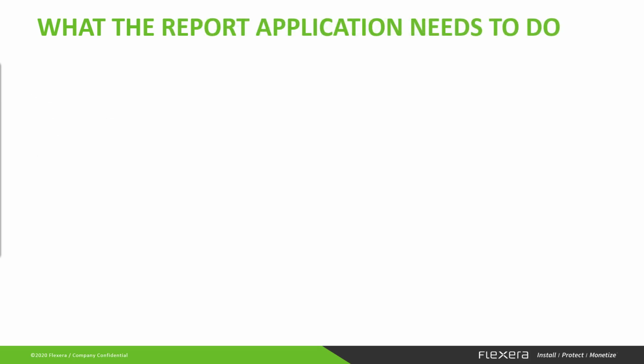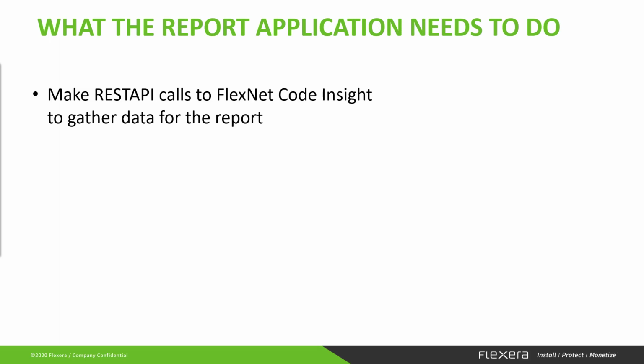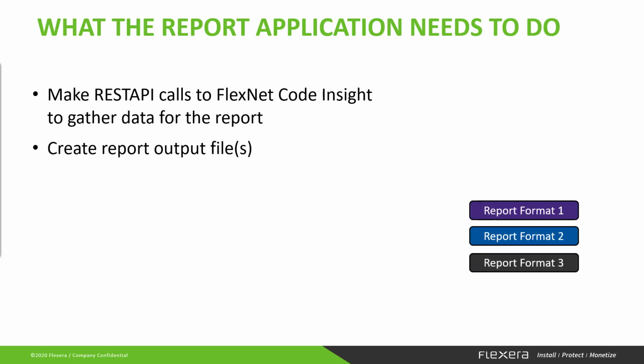The application that generates the custom report needs to do the following. First, it'll gather the needed data from FlexNet Code Insight via the available REST APIs. As mentioned previously, the project ID and the authorization token are passed to this program from the custom report framework to the batch or shell script. The report application should then create the desired output files for the report. The application itself can create any format outputs that are required by the consumers of the data. HTML, text, Excel, or JSON are common output formats, but the possibilities really are limitless.